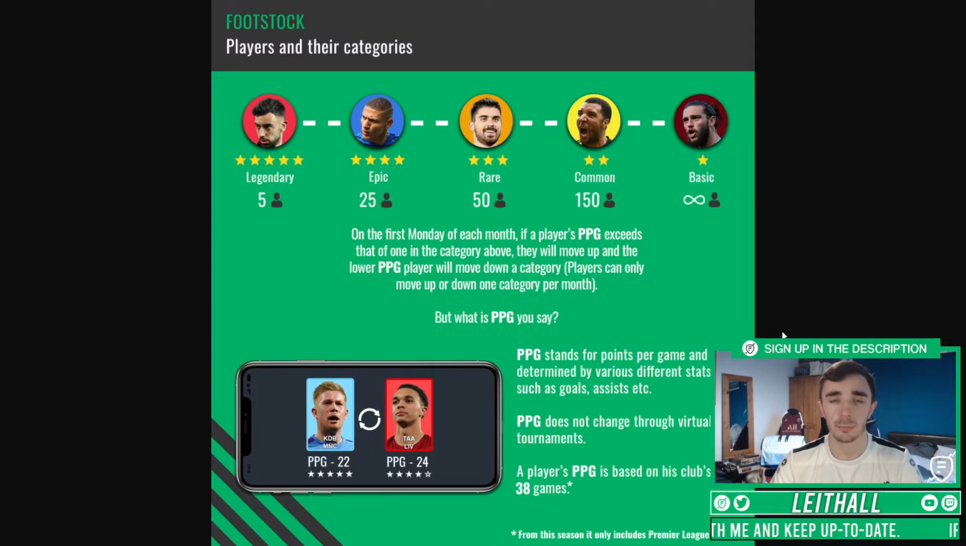Here's a graphic that should help me explain the star categories and how they work. There are a certain amount of players that can be in a star category at any given time. In the Premier League, there are always 5 legendary 5-star cards, 25 epic cards at the 4-star level, 50 rare cards, 150 common cards, and the rest will always be that basic 1-star category. On the first Monday of each month, these star categories are recalculated based on the player PPGs at that moment. However, a player can only move up or down 1 star category per month.